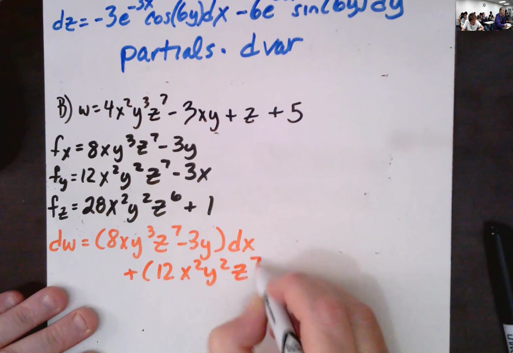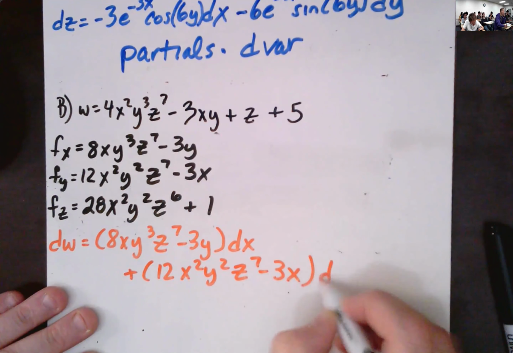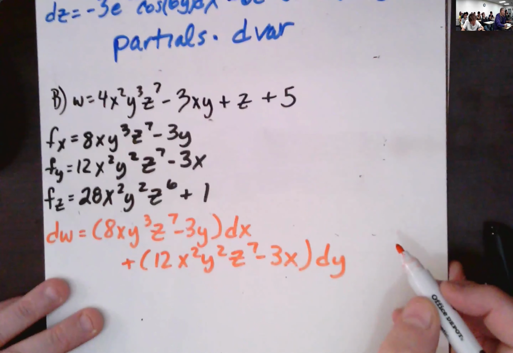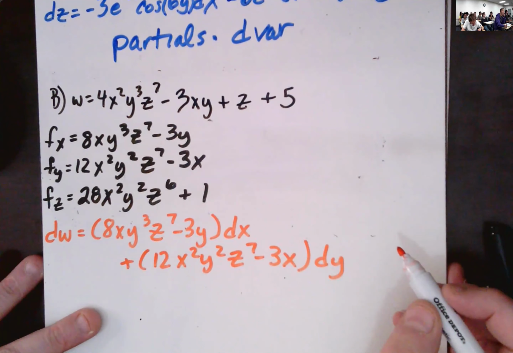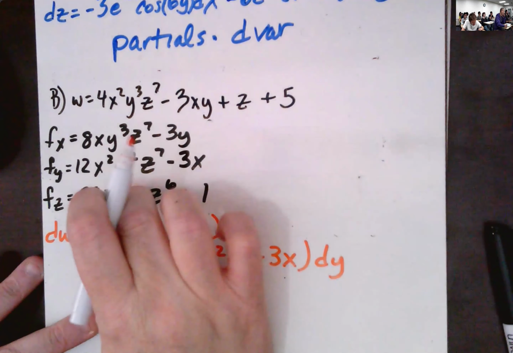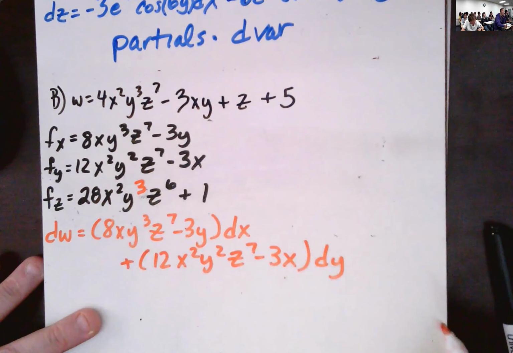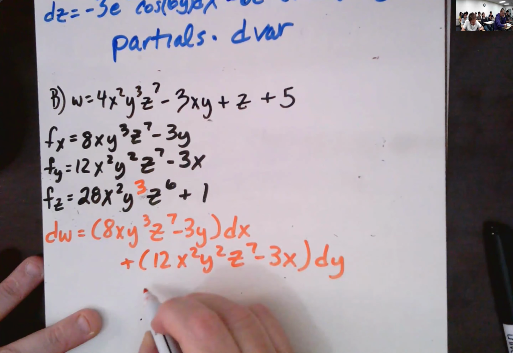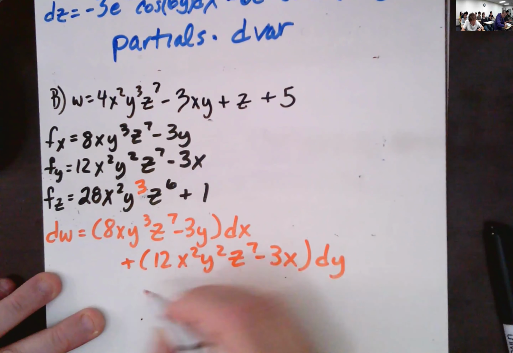On fz, we see a power on y. I actually get a third. Good catch, Eric.